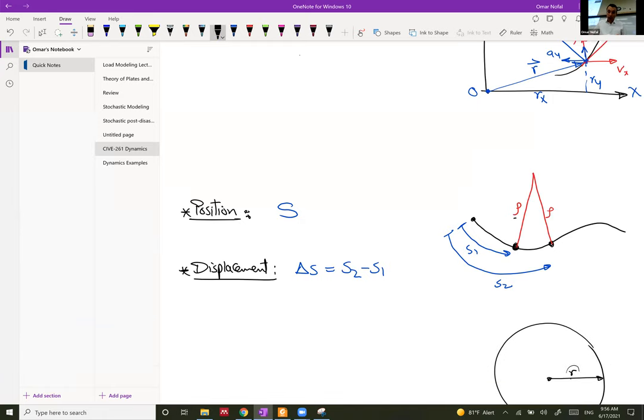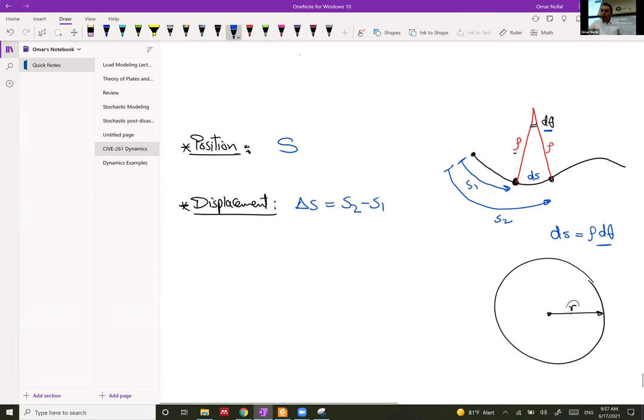This is similar to the rectilinear motion, but this displacement is a part of a curve. If we have a very small angle, d theta, the change in the displacement will be ds. To get the length of ds, assuming that in the range of d theta the radius of curvature hasn't changed dramatically, so it's almost the same because the angle is very small, we can say that ds will be equal to rho d theta.